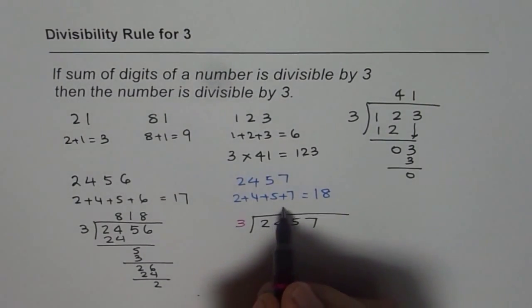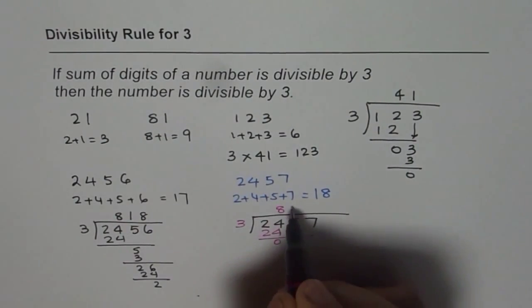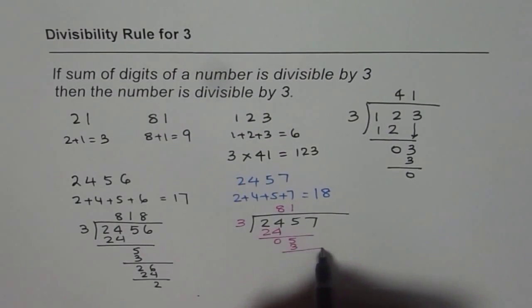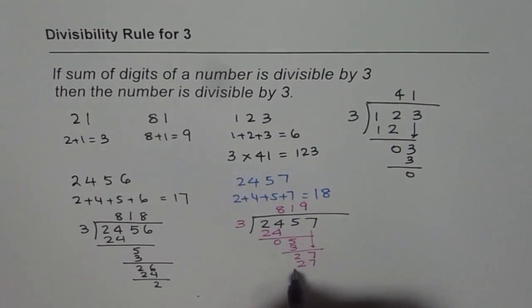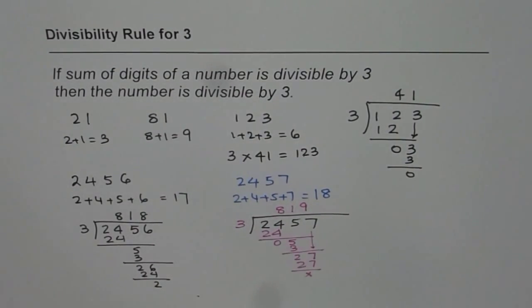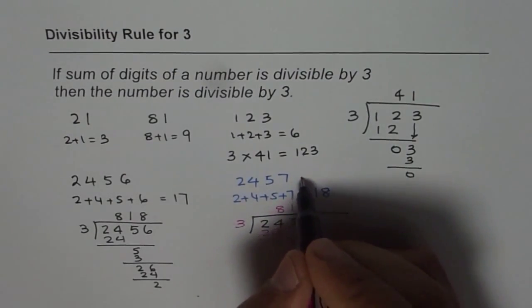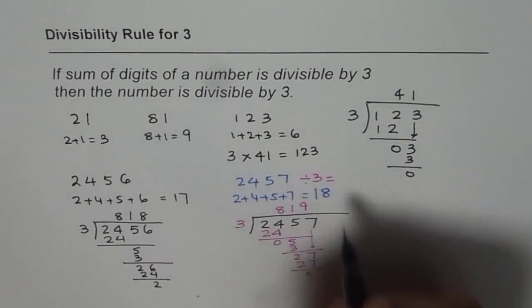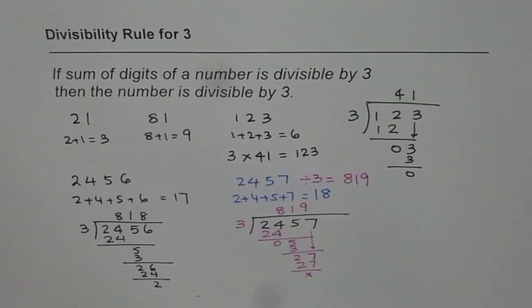3. 3 times 8 is 24, right? So you get 0 here, and 5. 3 times 1 is 3. You have 2, bring down 7, 27, and 3 times 9 is 27. So indeed, 2457 is divisible by 3, and if you divide, you get 819. Right? Isn't that interesting?